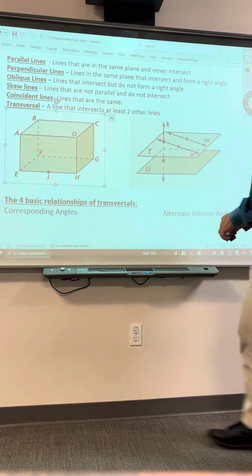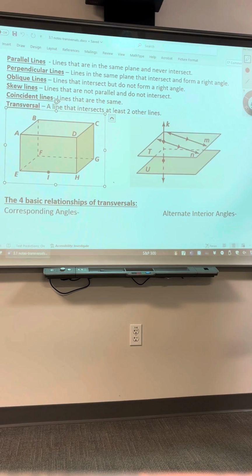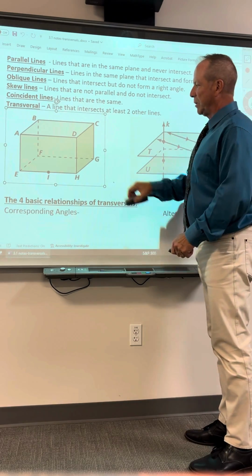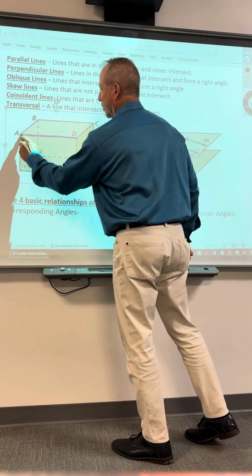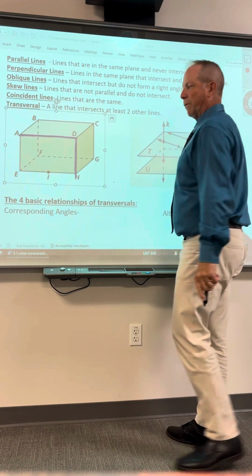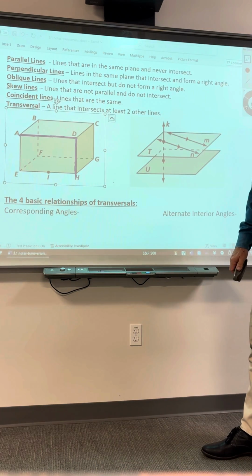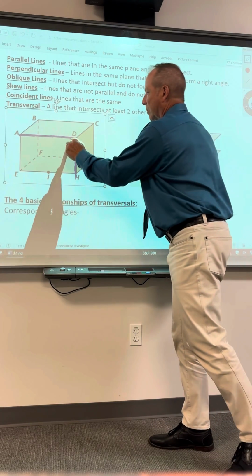Perpendicular lines. Lines in the same plane that intersect and form a right angle. This would be an example of perpendicular lines. They're in the same plane, which would be the front of the rectangular prism, and they're perpendicular.